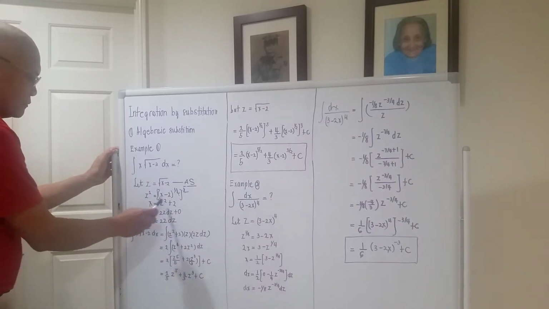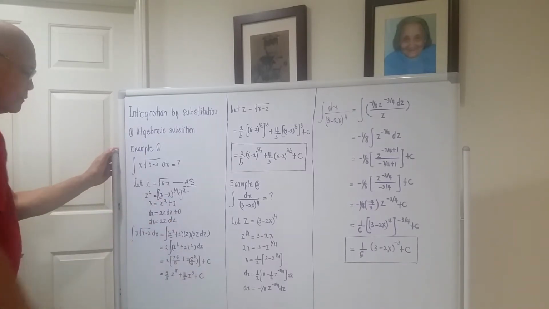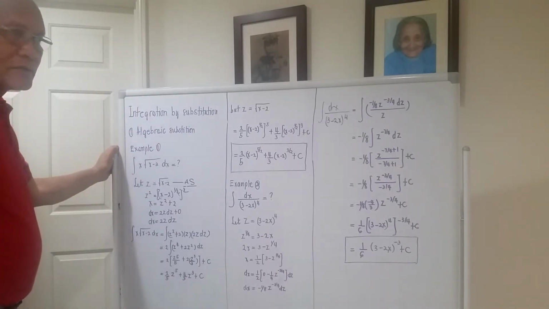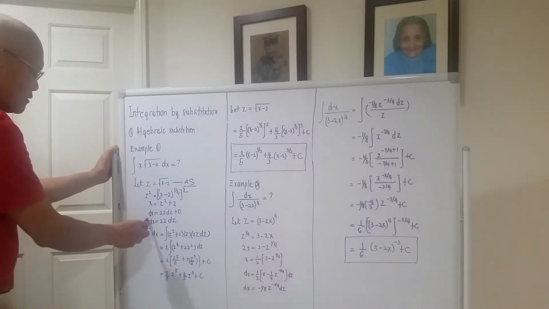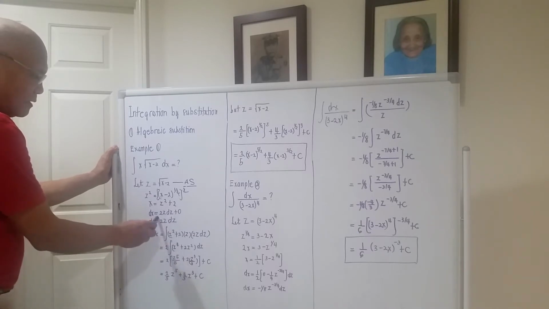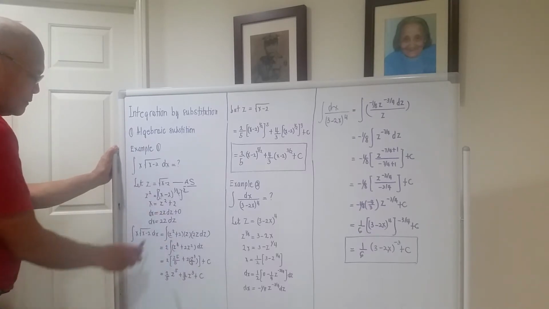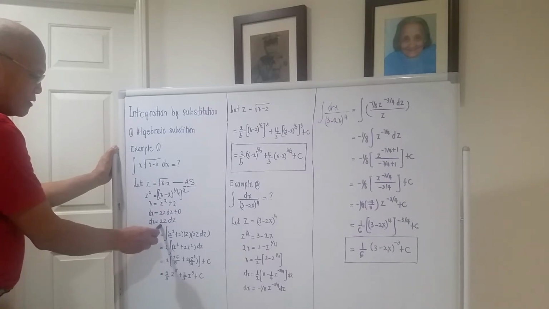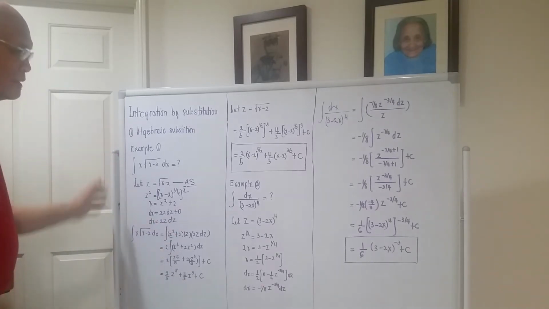x now will be z squared plus 2; we transpose the 2 to the left. Compute for dx. dx is equal to 2z dz, by the power formula plus 0. So dx is 2z dz.